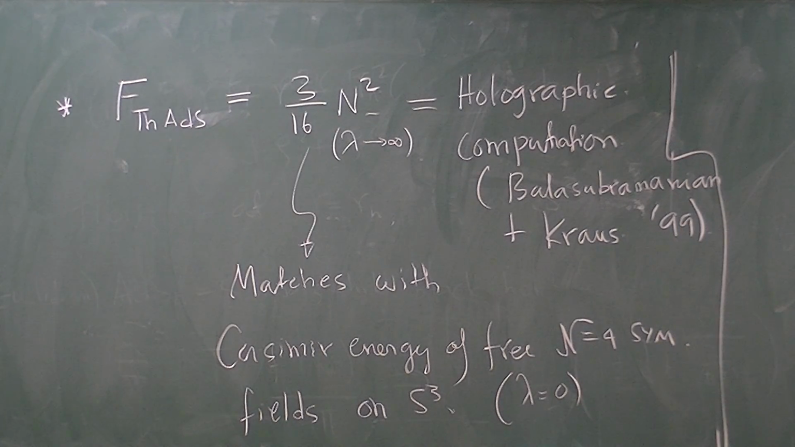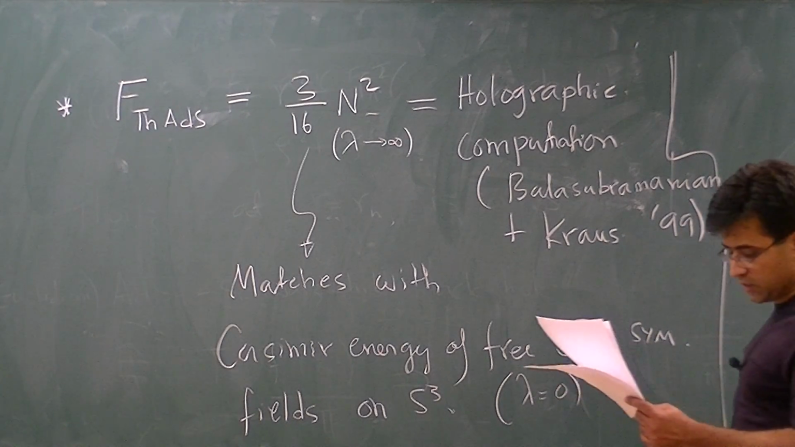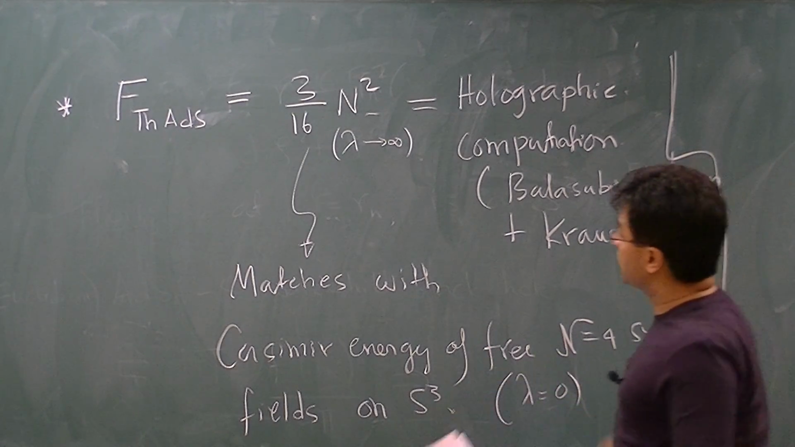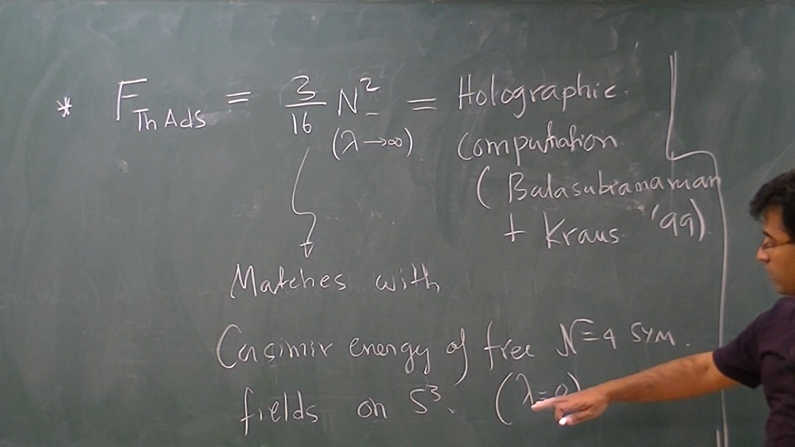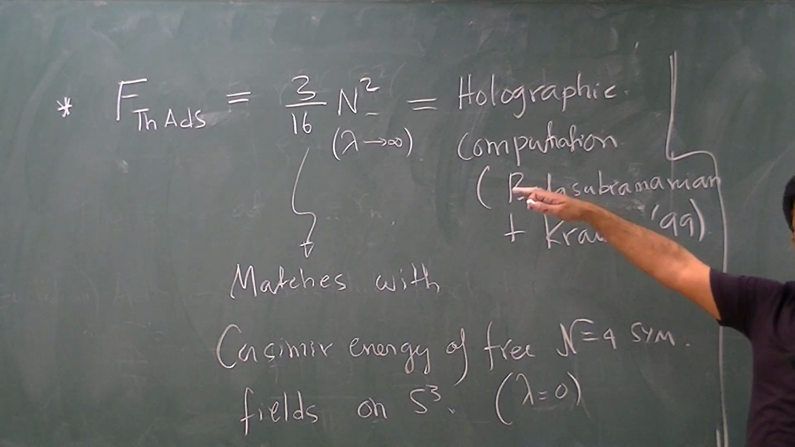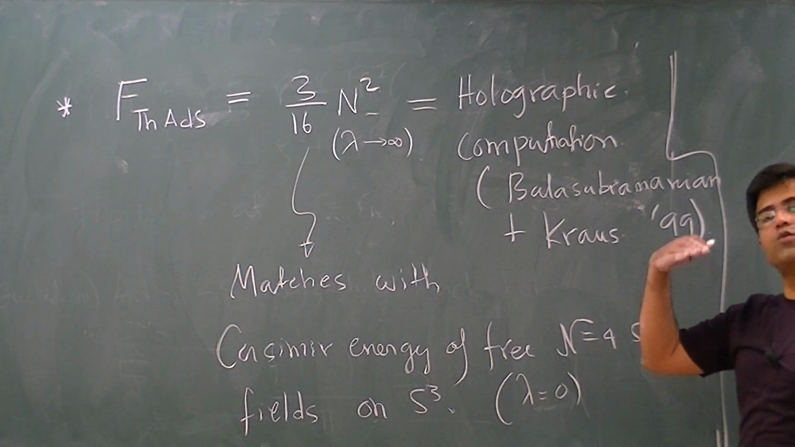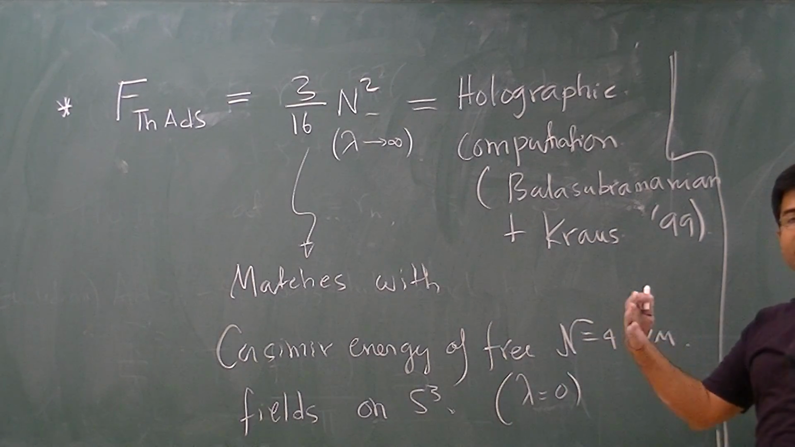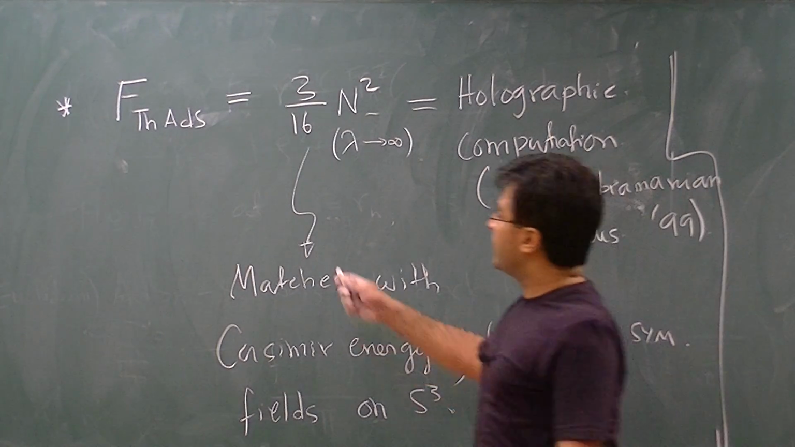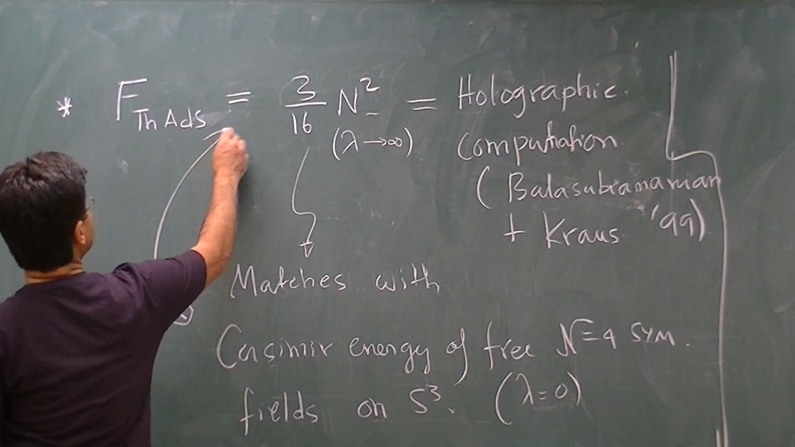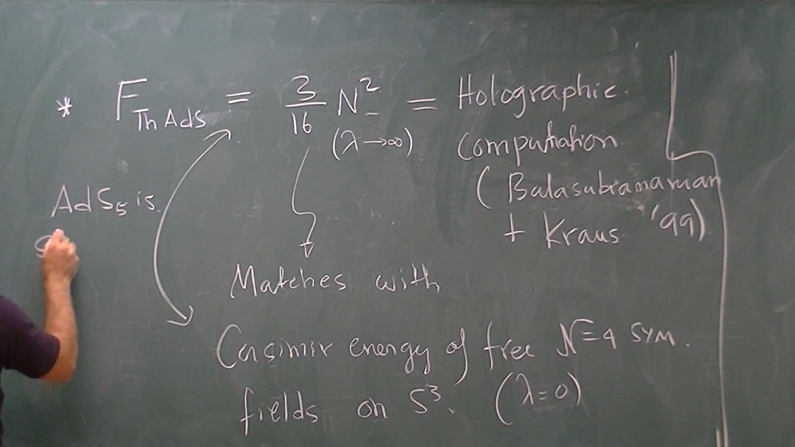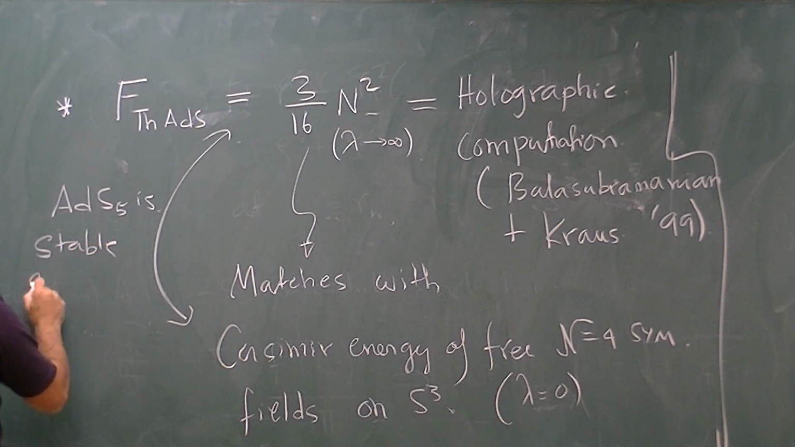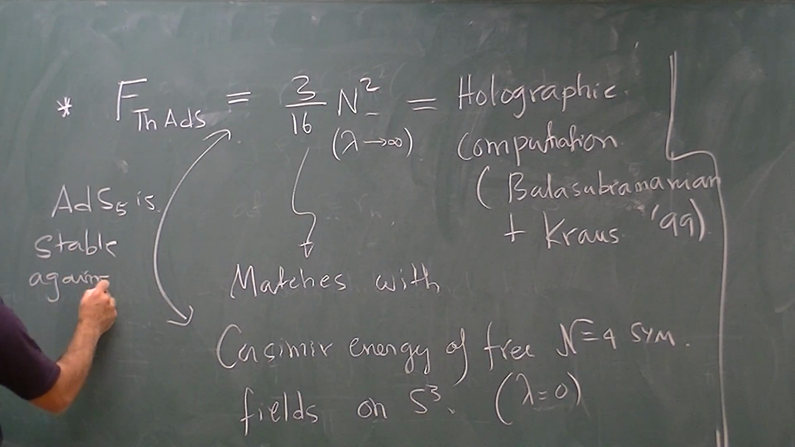So that matches between the two sides, and the fact that you get the same result for zero 't Hooft coupling and infinite 't Hooft coupling is related to an oft-made statement in string theory that AdS5, the fact that these two match is related to the fact that AdS5 is stable against stringy corrections.